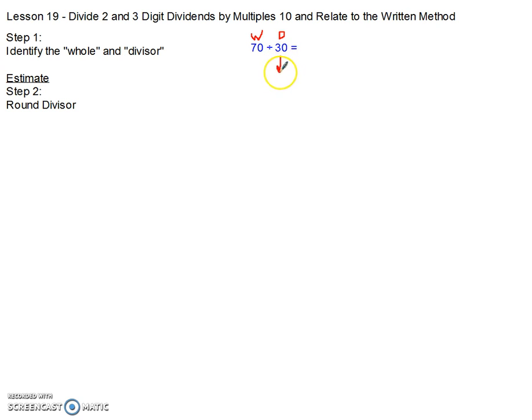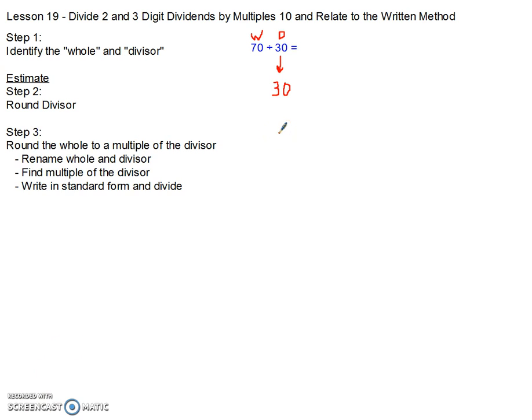This divisor is easy because it is already rounded to the nearest 10 for us, so we're just going to keep it the same at 30. Step 3 is we're going to round the whole to a multiple of the divisor. And step 1 in that process is to rename both the whole and the divisor. So our divisor is 30, which we can rename as 3 tens. And our whole is 70, which we can also rename as 7 tens.